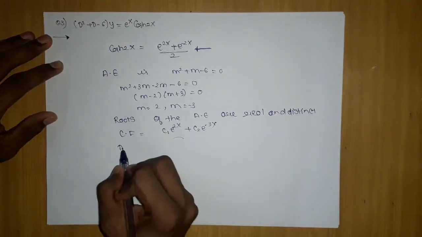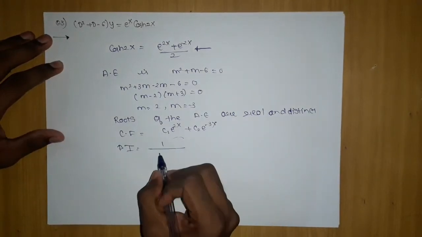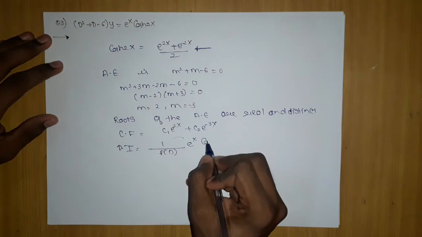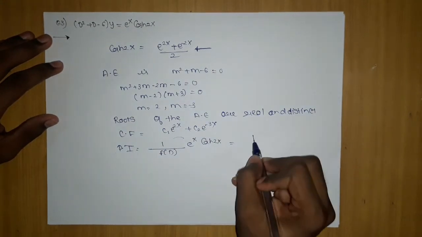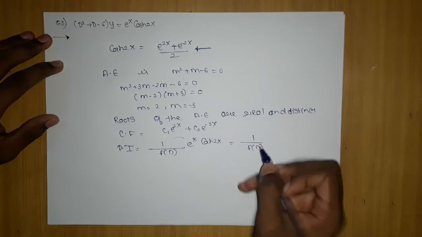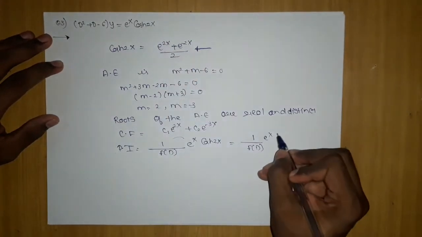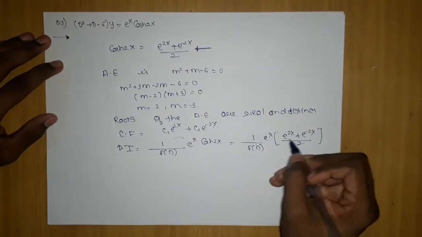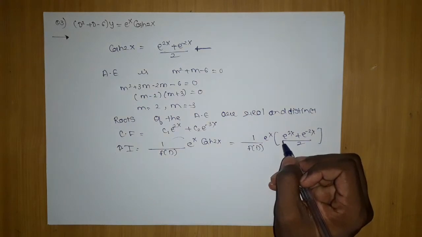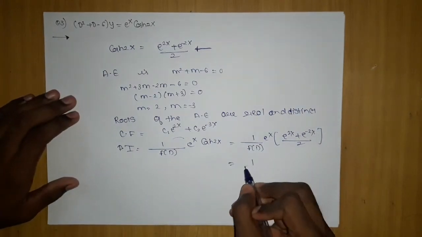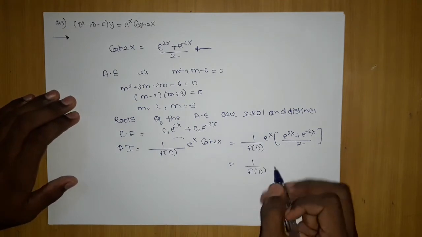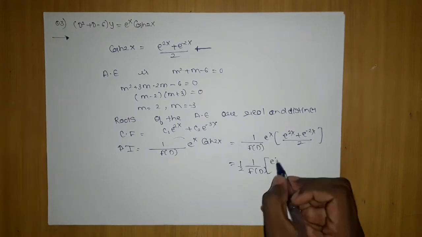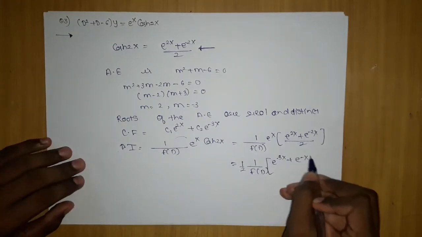After writing this, my job is to write particular integral, which is 1 upon f(D) into e^x into Q of x, which is e^x into cosh 2x. Now I will write cosh 2x as (e^2x + e^−2x)/2. Now this e^x will multiply throughout, and we will get something different. 1 upon f(D) will be outside, and the moment it gets inside, 1/2 will move outside only. This will be e^3x, and here e^−x will be formed.